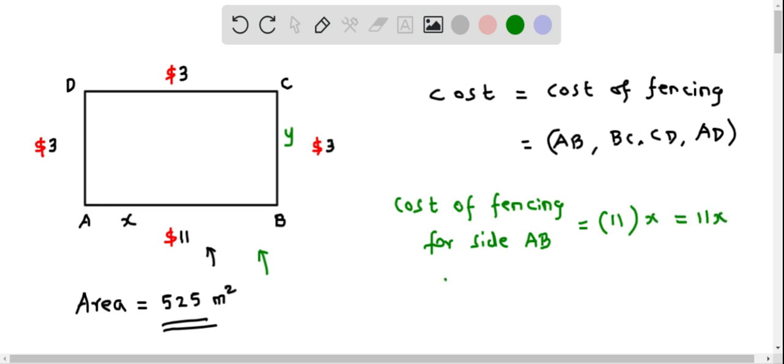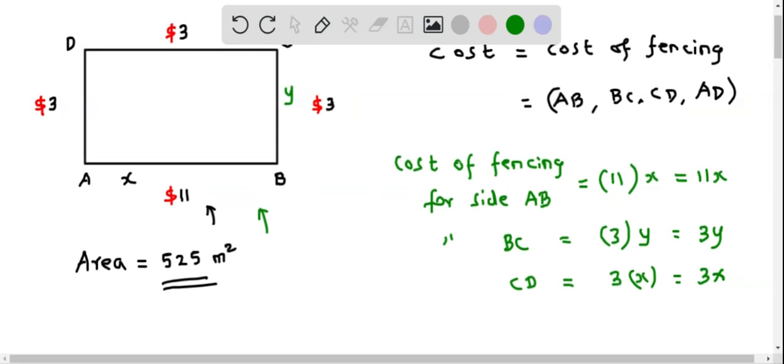And similarly, the cost of fencing for side BC equals the cost per meter, which is $3, times the side length, which is Y. So this is basically 3Y. And similarly, we write down the other two sides. For side length CD, it is 3 times the side length X, so it is 3X. And finally, for the last side, AD, it is the cost per meter, 3, times the side length Y, so this is 3Y.